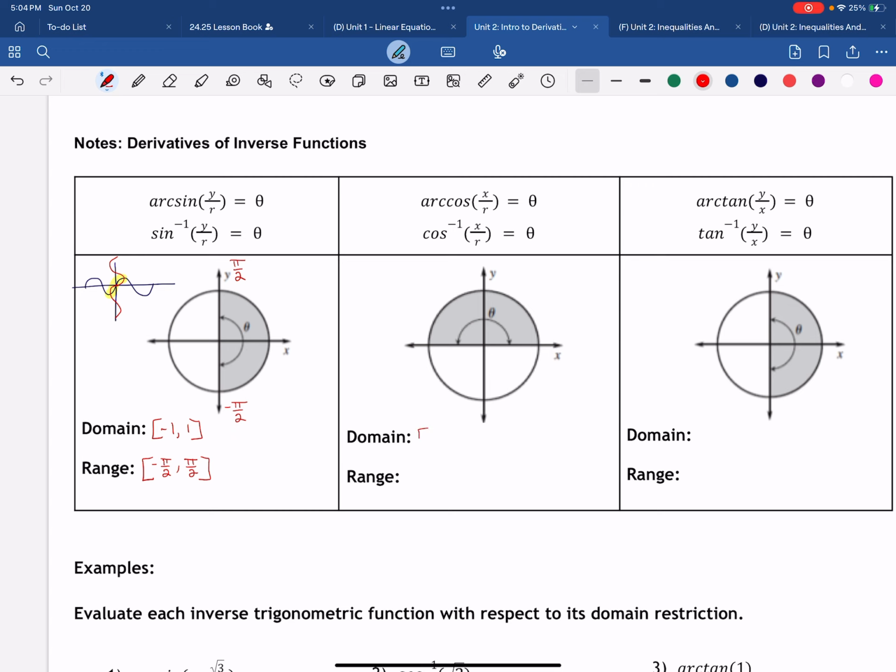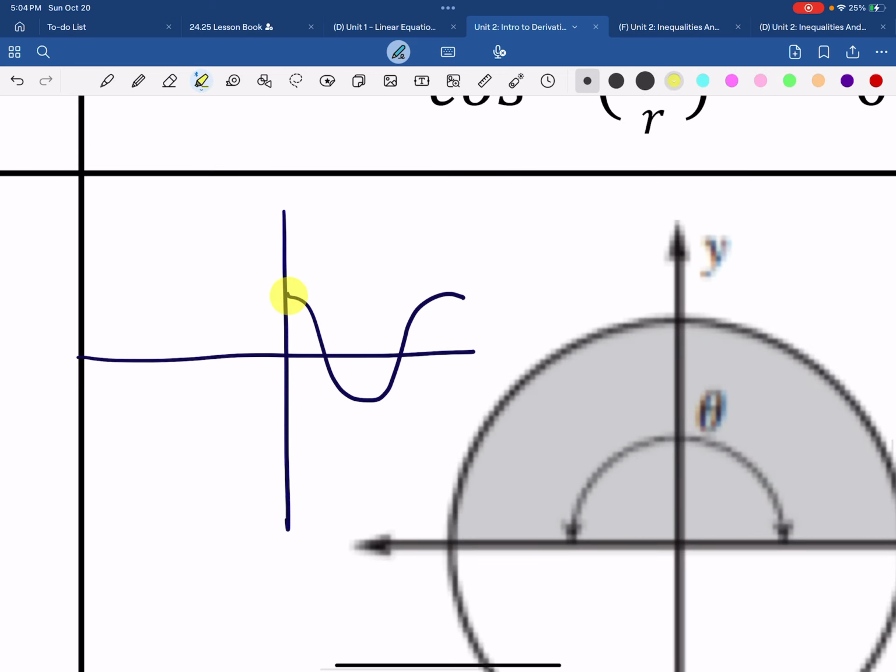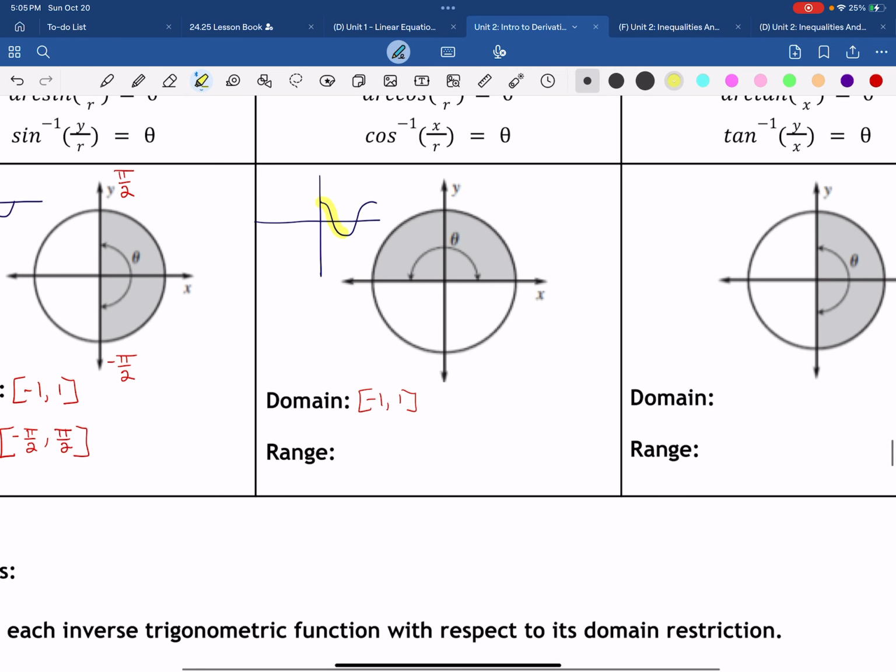Cosine has the same exact domain, but what's really nice about cosine is that cosine starts here. Cosine's pretty sweet in this case because it's always decreasing between 0 and pi. So I don't have to go into that fourth quadrant and deal with negative pi over 2. I can just go from 0 to pi, which is really nice. So my range here is going to be from 0 to pi inclusive.